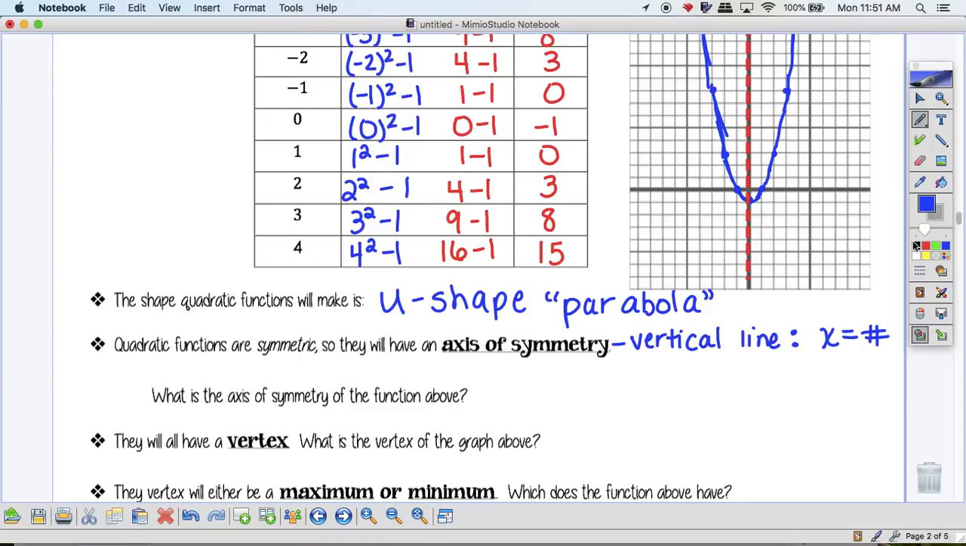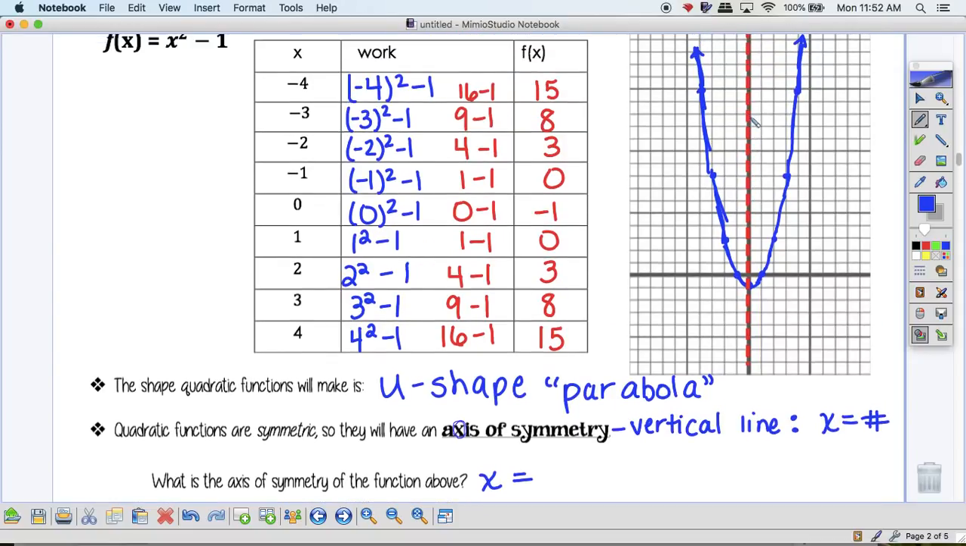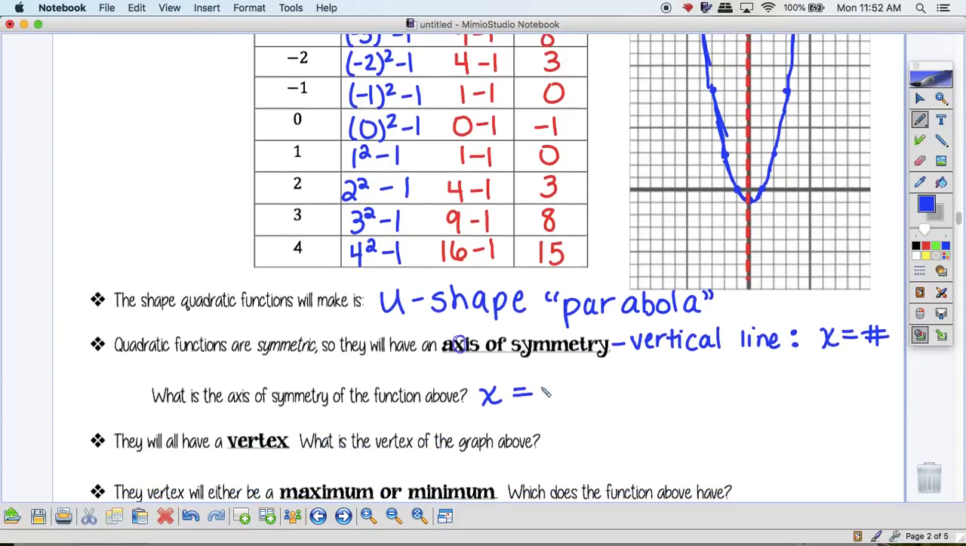The way you can remember that is that if I ask you for axis, there's an x in the word axis, so it's going to be x equals. What is the axis of symmetry of this function above? It's going to be x equals. Axis of symmetry always has x equals. And what is the equation of that red line that splits the graph in half? In this case, it is x equals 0.